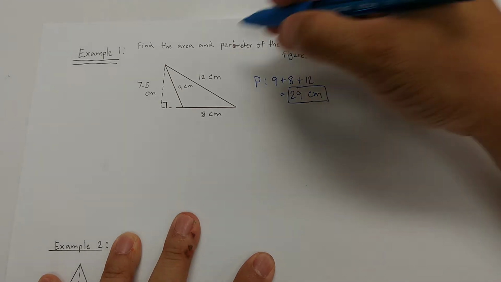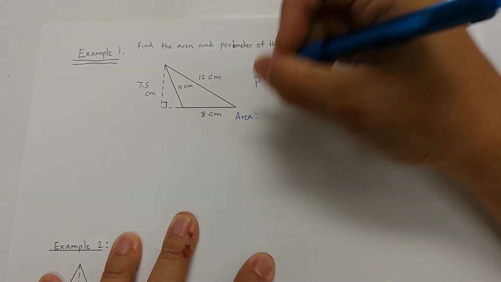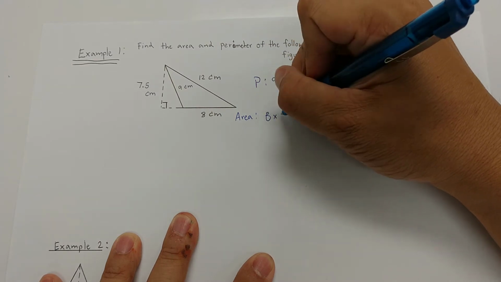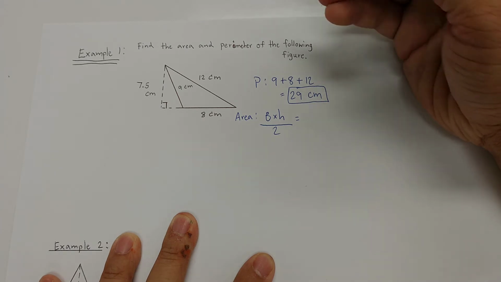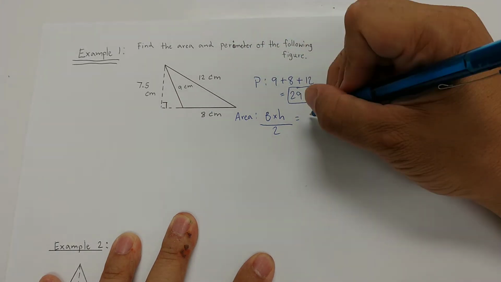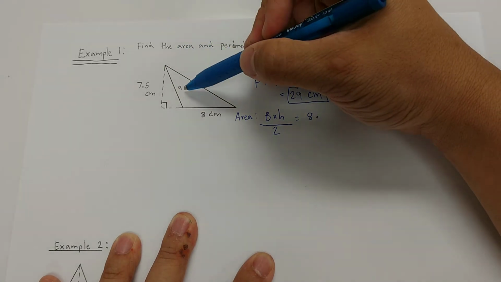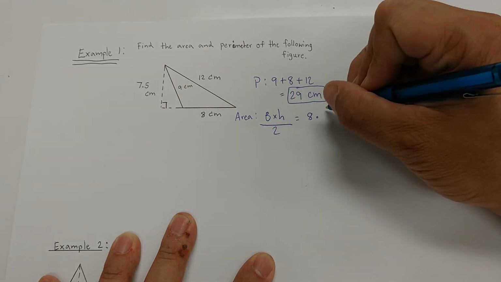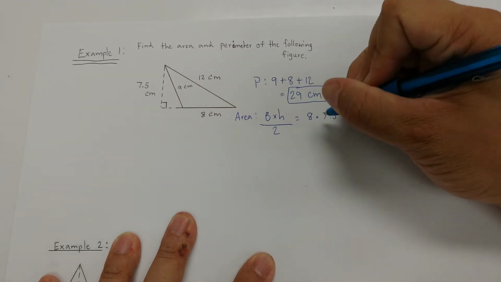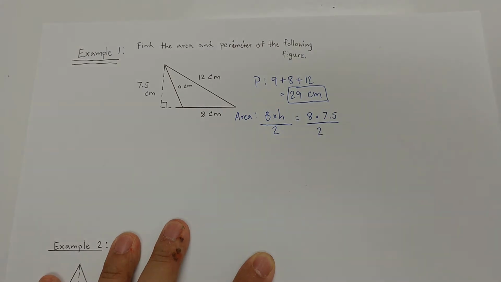Alright, moving along. Now let's find the area. The area of a triangle is base times height, and then we're going to divide that by 2. Now, what's the base? 8. So we're going to do 8 times... Now, don't use 9, because 9 is not the one that makes a perpendicular. So we're going to do 8 times 7.5, and then whatever that is, we're going to divide that by 2.